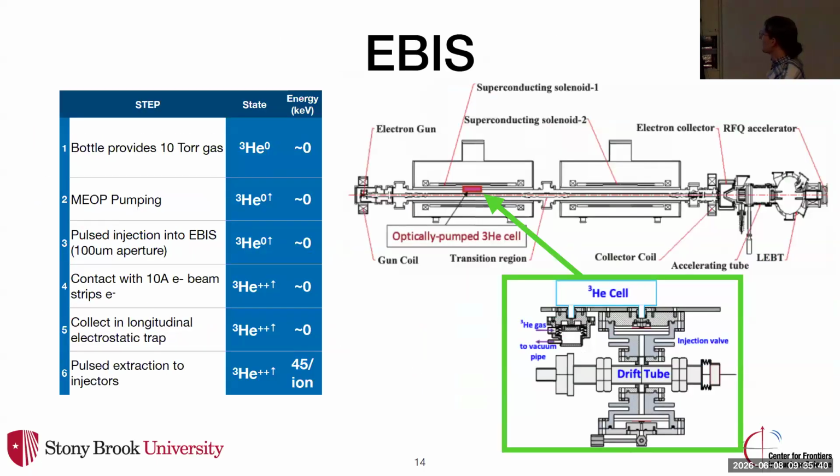But yeah, so once we have that polarized helium with its protective shell, we get it into this beam, we knock both of the electrons off at the same time, and it's now just a bare polarized helium-3, makes its way into the accelerator.